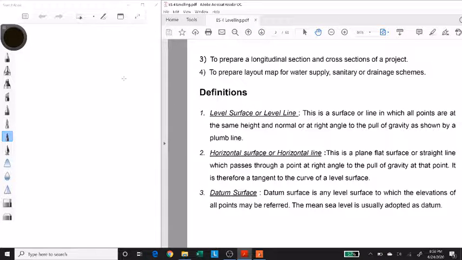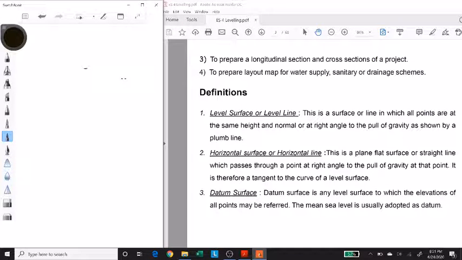Now we'll see a couple of definitions. The first definition is level surface or level line. This is a surface or line in which all the points are at the same height. What that basically means is that, let's say you have a reference point, and this would be the level line or level surface. On this line, all the points are at the same height from the reference. That is called a level surface or level line.